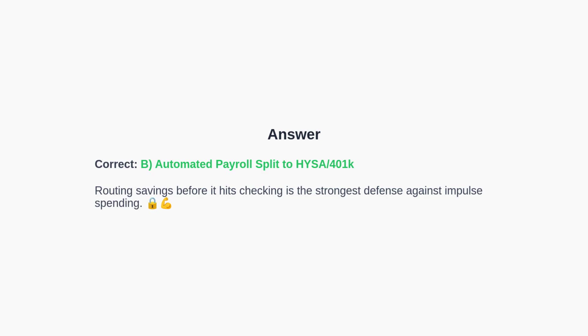The correct answer is B, automated payroll split to a high-yield savings account or retirement account. By directing funds before they reach checking, you reduce the chance of spending them.